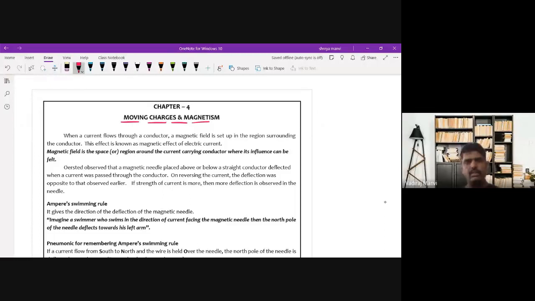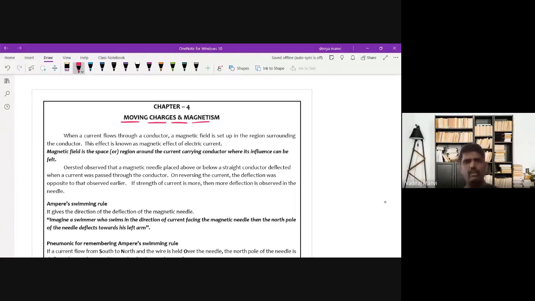Already you started with current electricity. We have seen when a current flows through a conductor, it produces different effects. One is chemical effect, another is electrical effect, another is heating effect. Like that, one more effect is called magnetic effect. So in this chapter, we are going to study the magnetic field created by a conductor carrying current. Whenever a conductor carries current, it creates its own magnetic field. So obviously we are going to study, if it is creating a magnetic field, how do I calculate that?